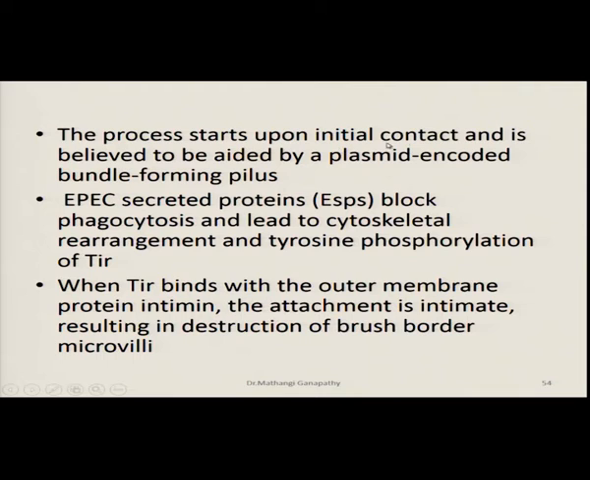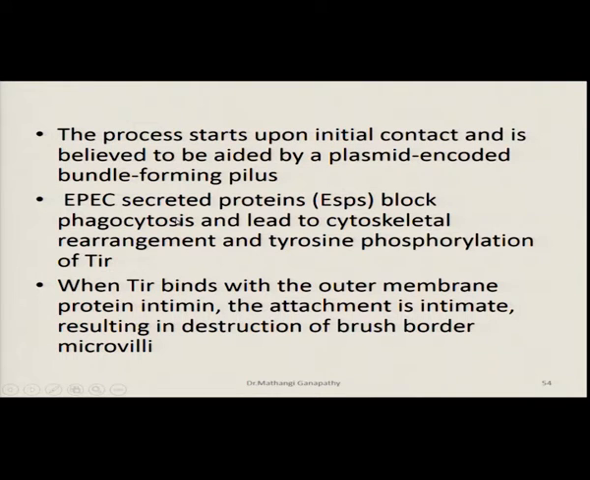The process starts upon initial contact and is aided by a plasmid-encoded bundle-forming pilus. Upon reaching the gut by food, the enteropathogenic E. coli first comes into contact with the intestinal cells, and this contact is helped by the formation of a bundle-forming pilus. The gene for the formation of this pilus is plasmid encoded. Then you have the EPEC secreted proteins, called the ESPs. They block phagocytosis. See, normally phagocytosis is something which the body's immune system does to kill what it identifies as pathogens.